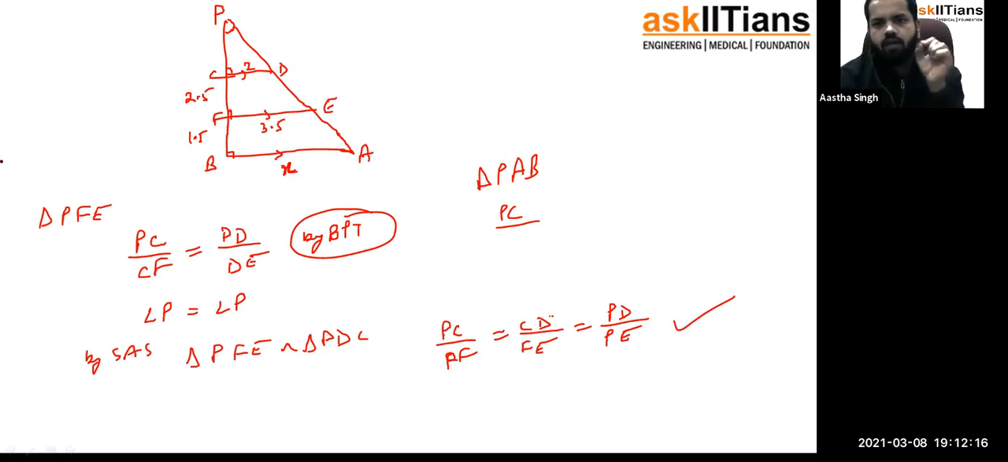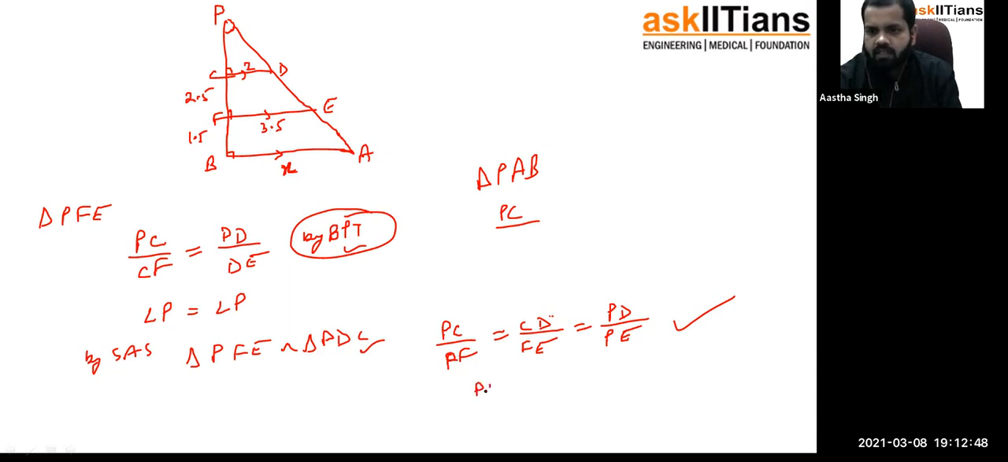So what I have done is we have focused just on triangle PEF. CD is parallel to FE. It means that the corresponding sides will have equal ratio. Why? Because by BPT, corresponding sides are equal, and your angle P is equal to angle P. So you can easily prove that triangle PFE is similar to triangle PDC, and then the ratio of all the sides will be equal.